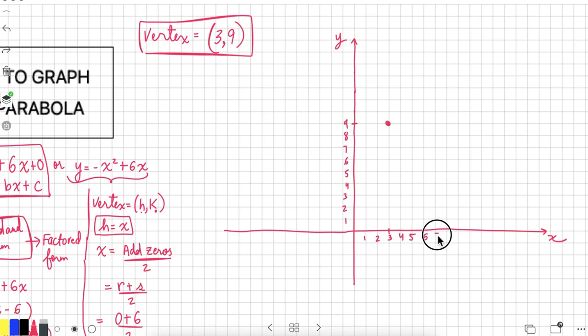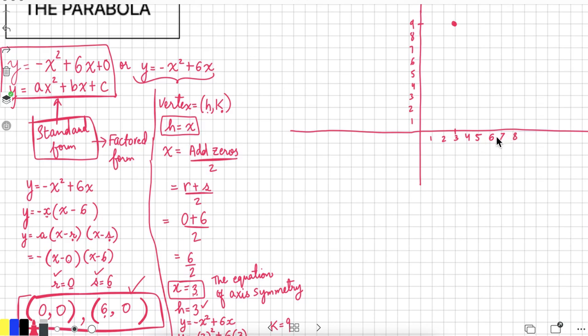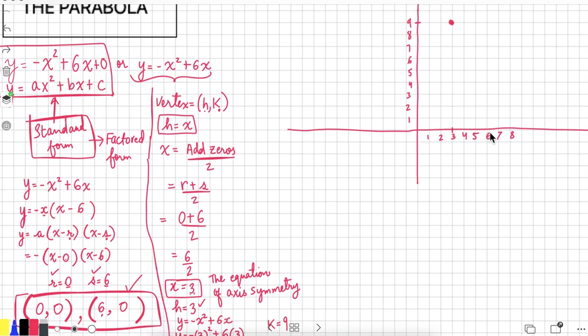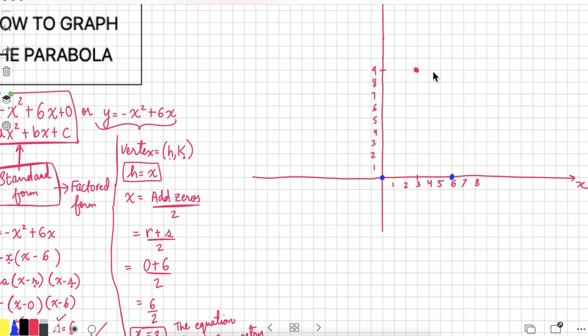Now let's draw the x-intercepts. One is at 6, 0. So 6, 0 is right over there. 6, 0 means since the y is 0, the point will be on the x-axis. Another one, 0, 0, that is the origin here, which is right over there. Now we just have 3 points only: one is the vertex, and these are the x-intercepts.